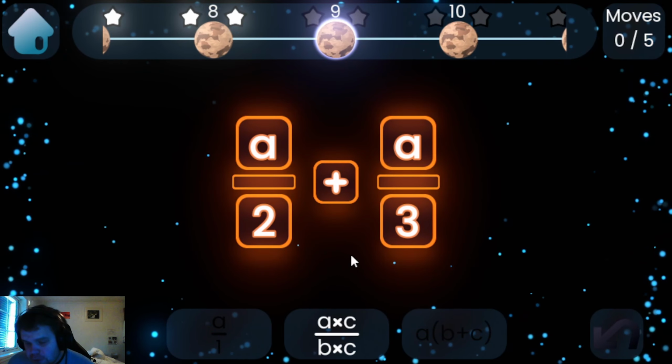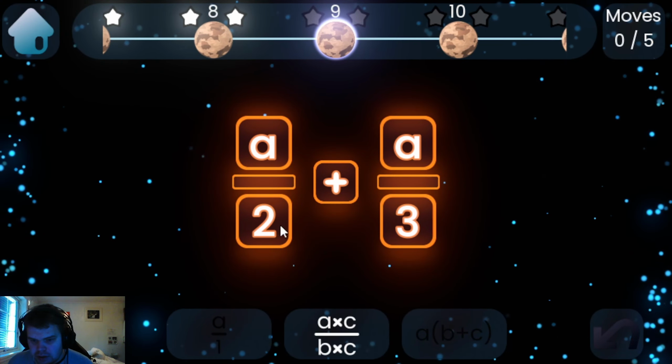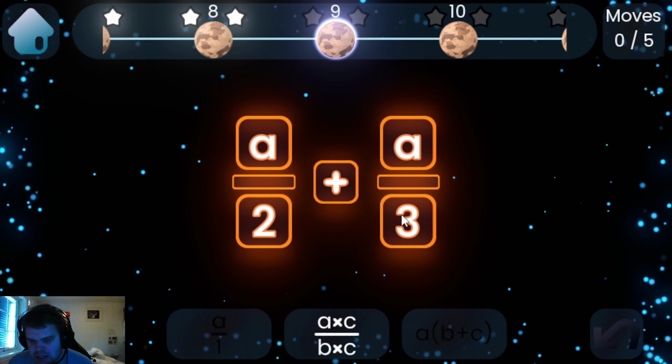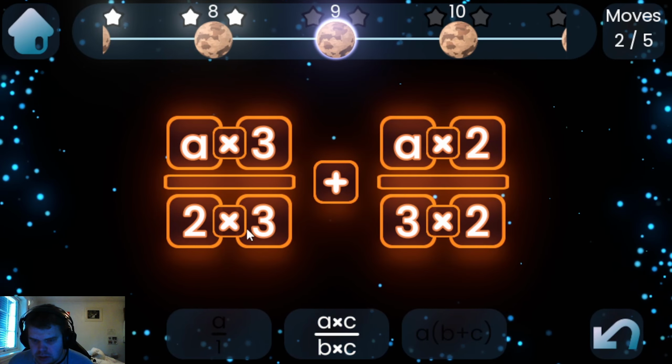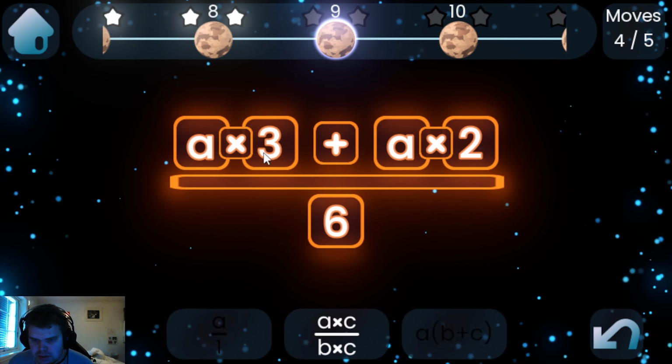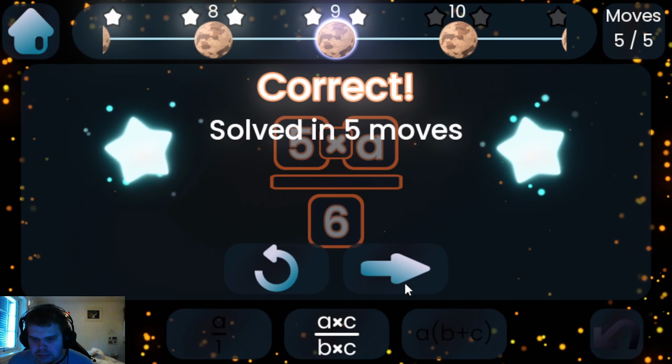Yeah. So this is the first one where you have to expand both, right? I can't expand 2 to get 3. I can't expand 3 to get 2. I have to expand this by 3 and this by 2. And now we have 6 down here. So 6, and clean this up.